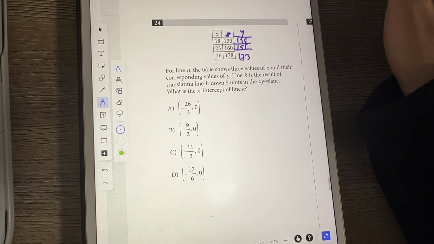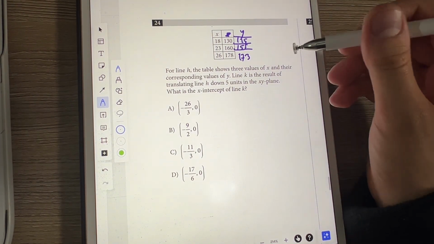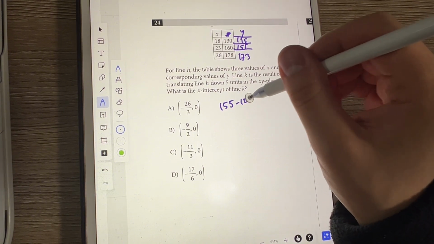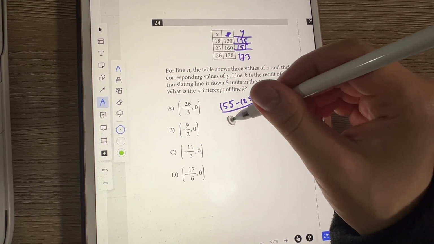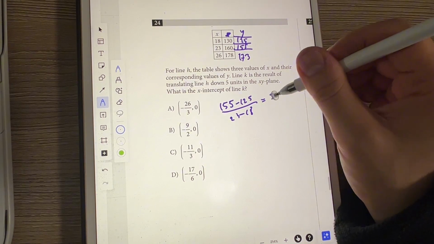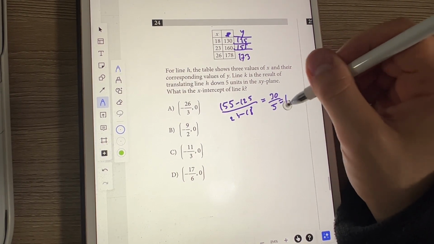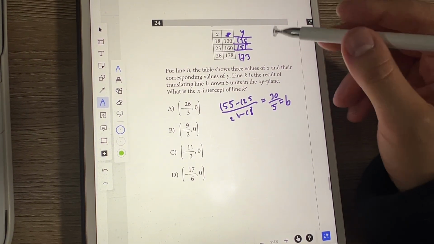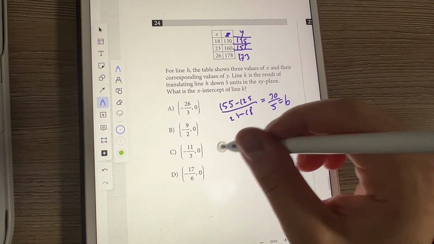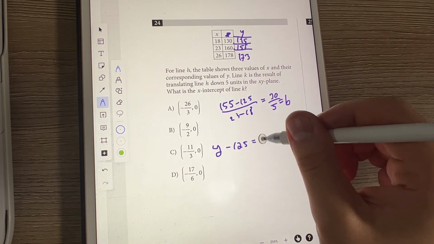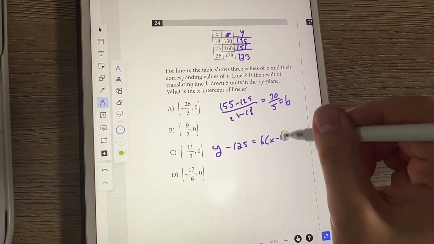Well, first I need to find the slope. And it's not too hard to find the slope. We're going to do y2 minus y1, 155 minus 125 over x2 minus x1, which is 23 minus 18. We'll be left with 30 over 5, which is equal to a slope of 6. Now, in order to find the equation of the line, I'm going to plug in a point. I'm going to do point slope form. Y minus 125, I'm going to go with the first point, is equal to 6 times x minus 18.